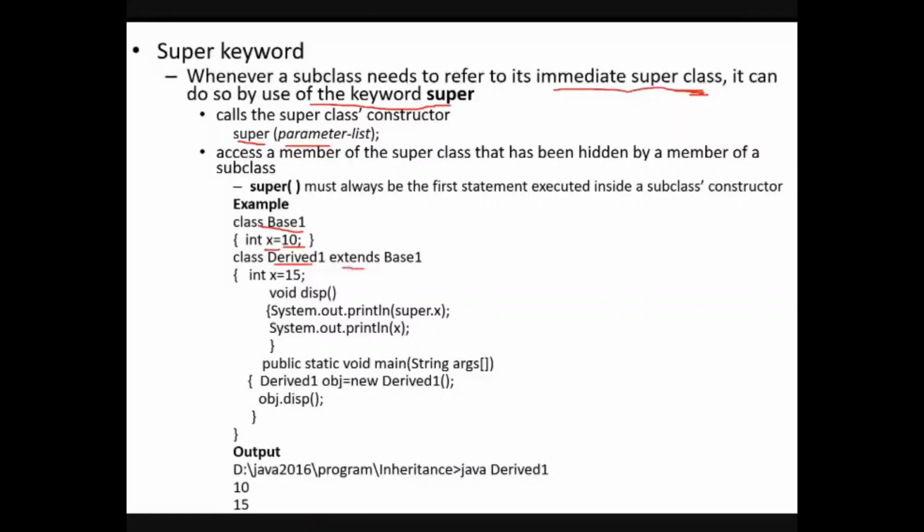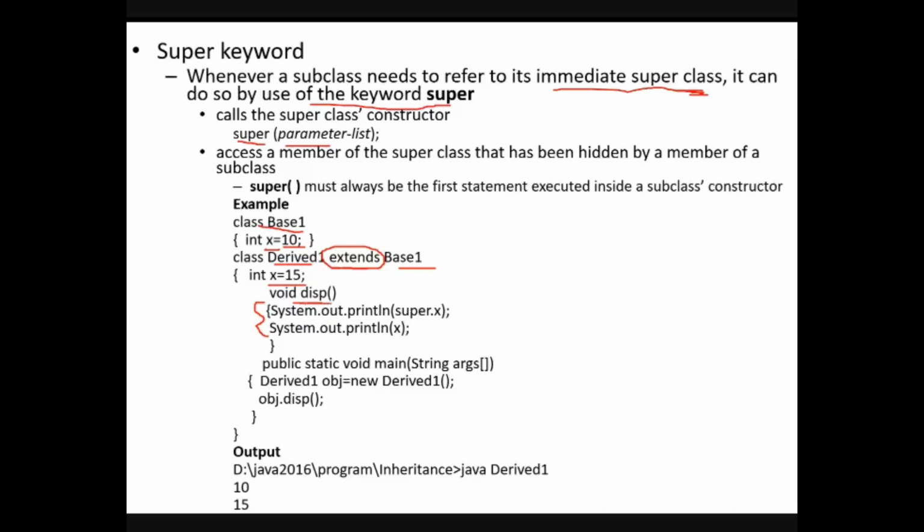From the class base 1. So derived from the class base 1. So that's why we have to use the keyword extends. And then next, here also I have the same variable name x. And within the derived one I have one member method, and that method name is called disp.